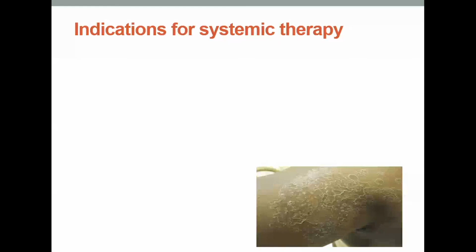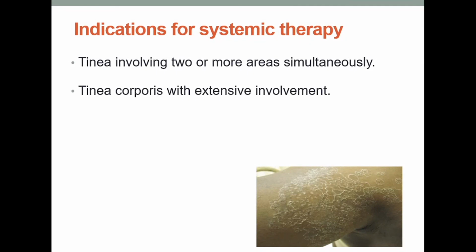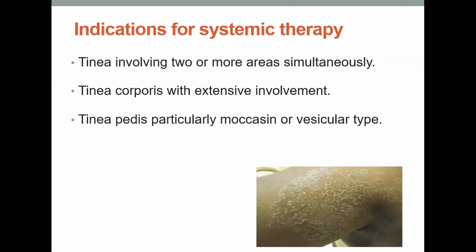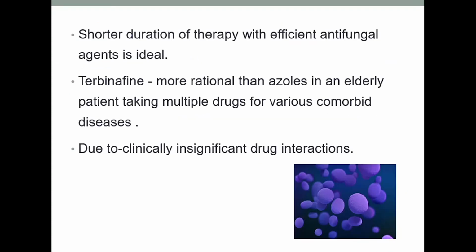Indications for systemic therapy. Tinea involving two or more areas simultaneously. Tinea corporis with extensive involvement. Tinea pedis, particularly the moccasin and vesicular type. Repeated failure of treatments with different topical agents.